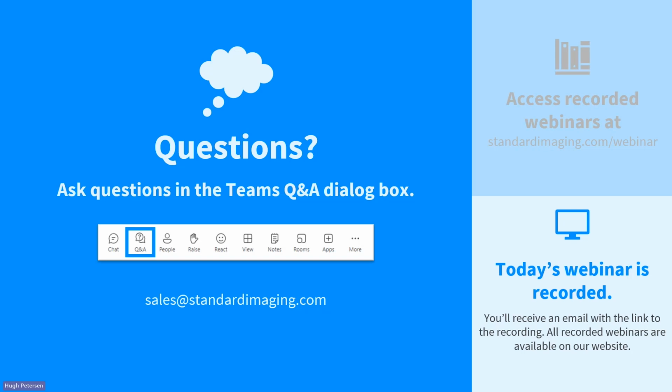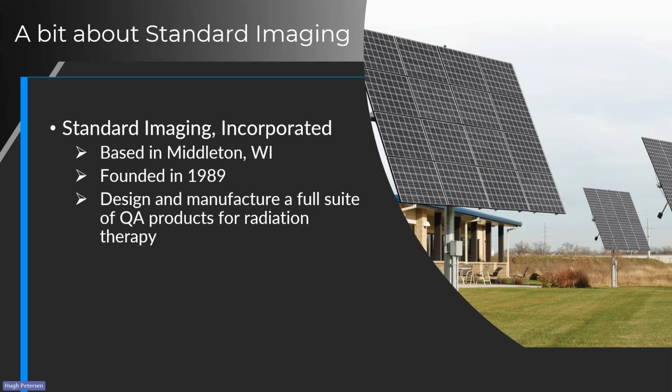But a little bit about Standard Imaging. We're based in Middleton, Wisconsin, just outside of Madison, which is the capital city of Wisconsin. We have a very good working relationship with the University of Wisconsin and the University of Wisconsin accredited calibration lab, where we get all our ion chambers and electrometers calibrated after manufacture before they go out, as well as for repairs that come in when needed.